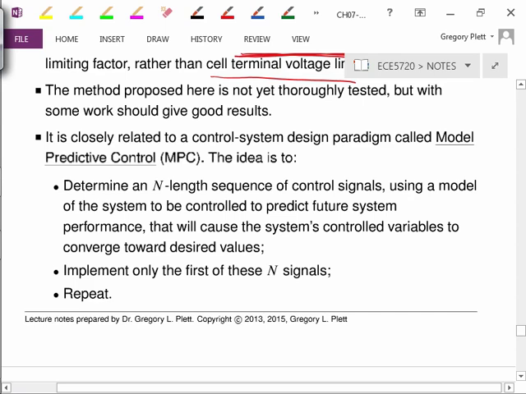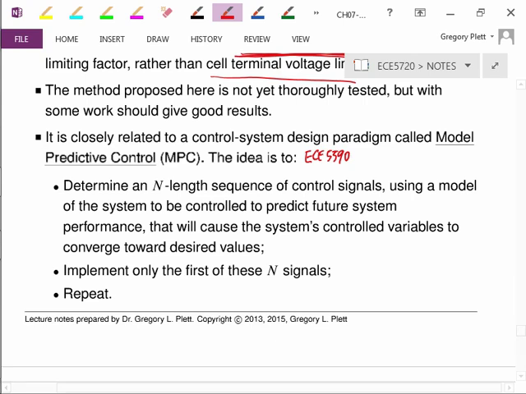It's closely related to a control system design methodology called model predictive control. Model predictive control is a big subject area. We have a whole course on it, ECE5720, I believe, on how to do this in general terms. But the basic idea is not terribly hard to understand.